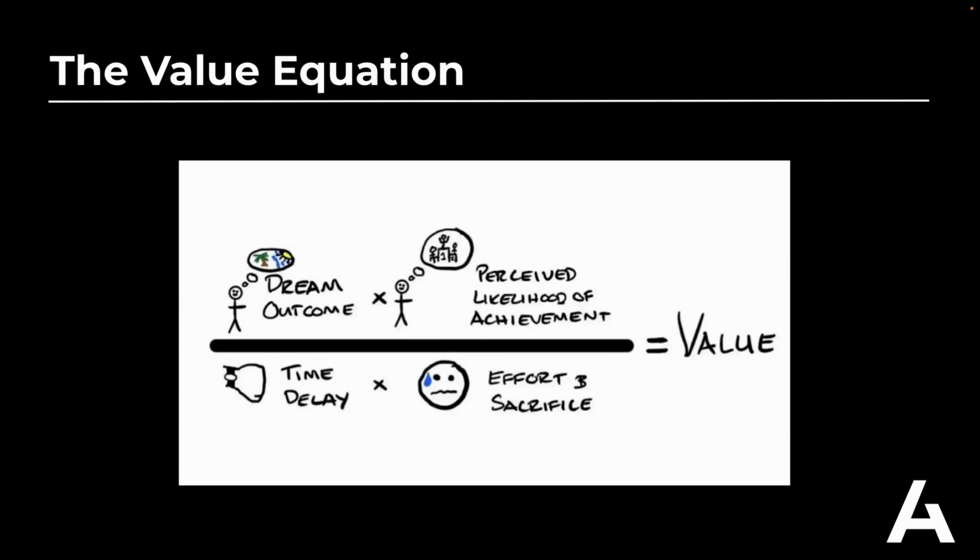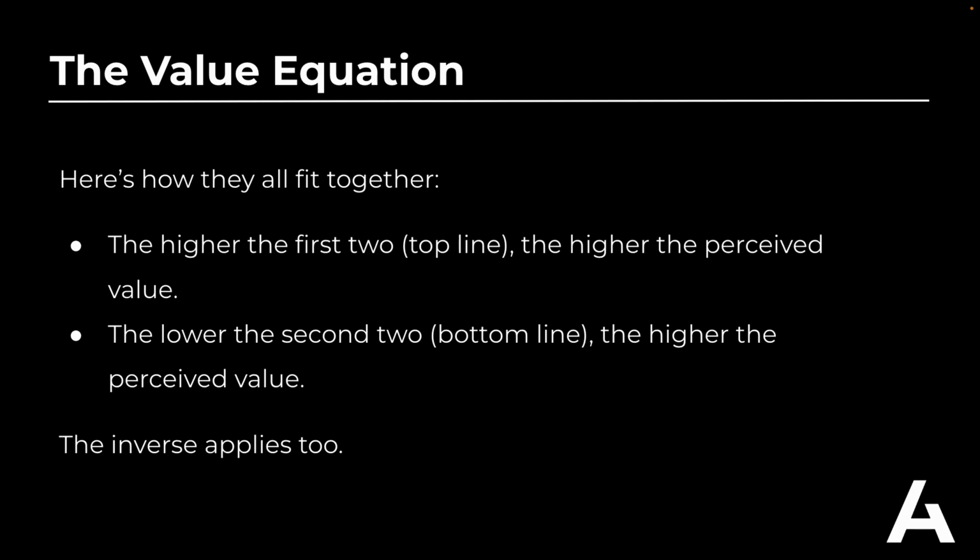So just try and wrap your head around that. I know it's a little bit complicated if you haven't seen this before. The dream outcome multiplied by the perceived likelihood of achievement divided by the time delay multiplied by the effort and sacrifice. That is the value equation. Here's how they all fit together. The higher the first 2 on the top line, the higher the perceived value. The lower the second 2 on the bottom line, the higher the perceived value.